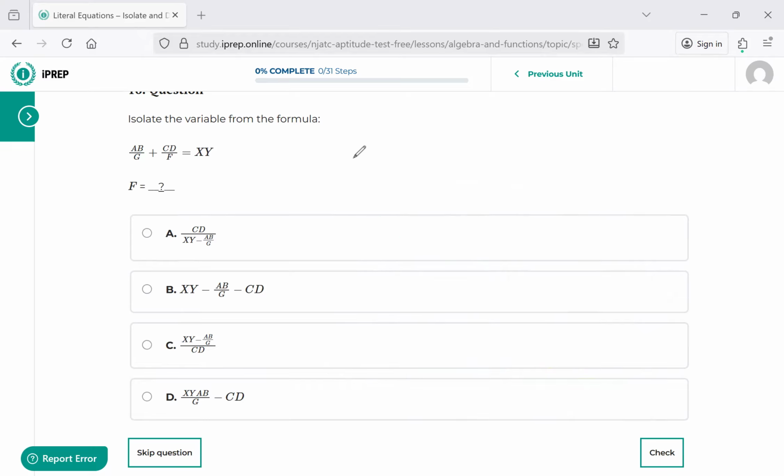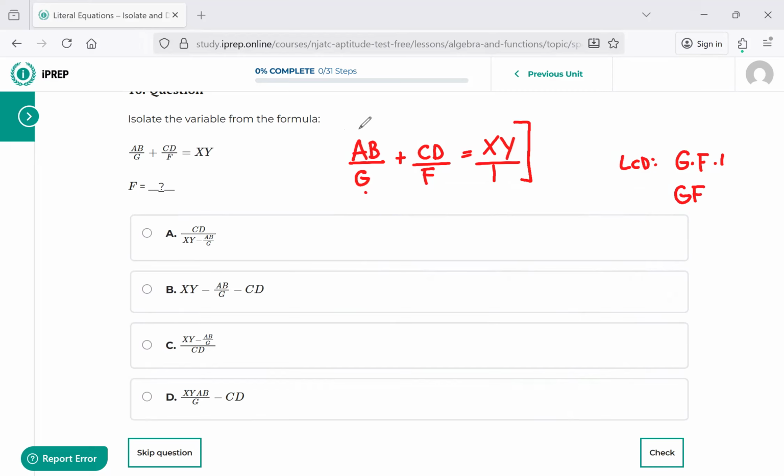So you have AB over G plus CD over F equals XY over 1. So what I'm going to do is still get rid of the fraction by multiplying all sides by the LCD. So if you look at the bottom, we have a G, we have an F, and we have a 1. They're different bases in the most prime form, so just bring it all together. G times F times 1, really it's just GF. Okay, so you're going to multiply all three sides by GF.